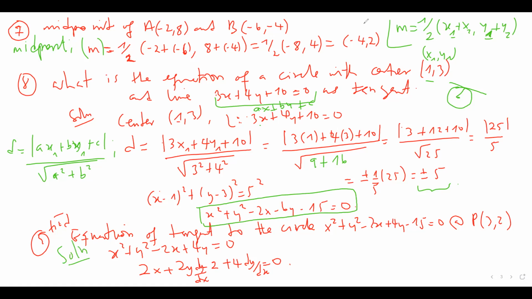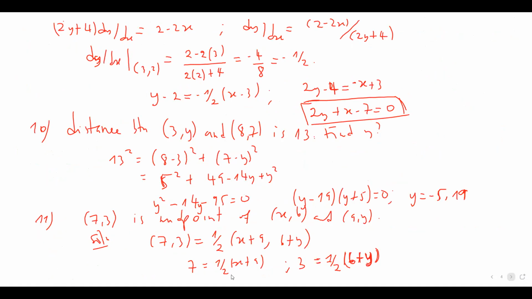So the solution: you have a circle x squared plus y squared minus 2x plus 4y minus 15 is 0. First, you can find the first derivative. If you differentiate this, you have 2x plus 2y dy/dx minus 2 plus 4 dy/dx. Then you can simplify and make dy/dx the subject. If you do that, you have (2 minus 2x) over (2y plus 4), which is 1 minus x over y plus 2. Something like that.